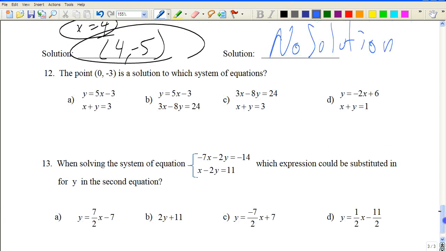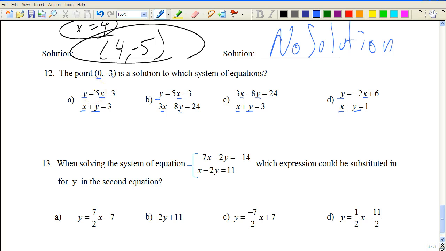All right, the next one: we want to know which one of these systems has a solution of (0, negative 3). There's a ton of ways to do that. Probably the quickest way is just to substitute those in for x and y into each one of them and see which system has a solution for both equations. What I mean by that is when you substitute it in, it makes a true statement.